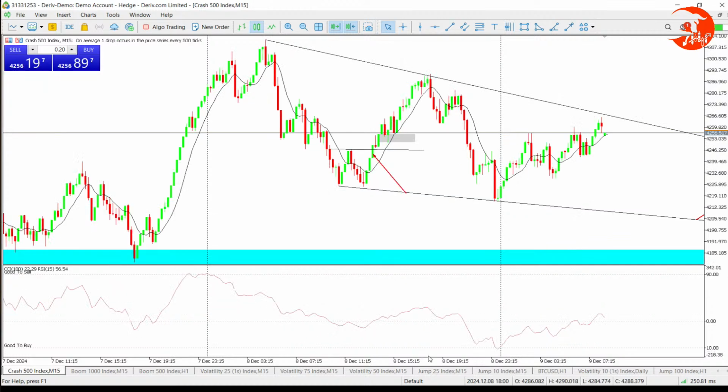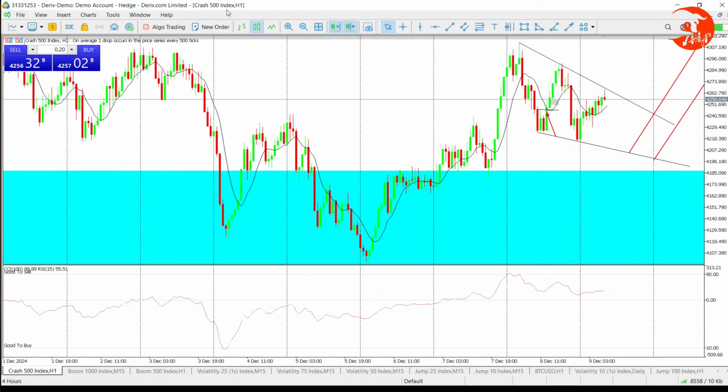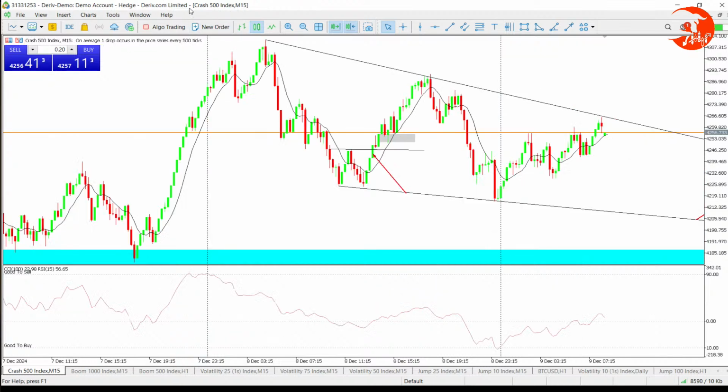Crash 500. We said you can enter sales when price reaches up there, but it hasn't touched it, so it's a bit tricky. Looking at H1, you may start selling it. Looking at H1 there, you may start selling it.